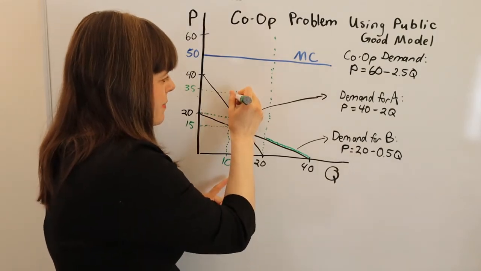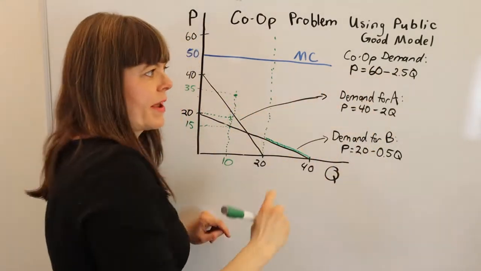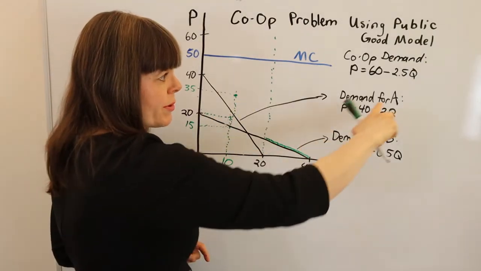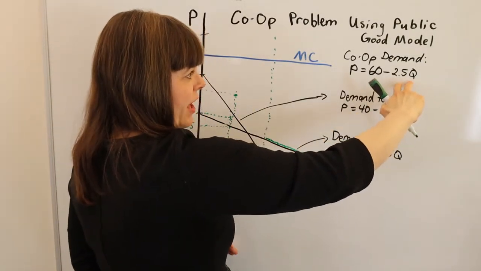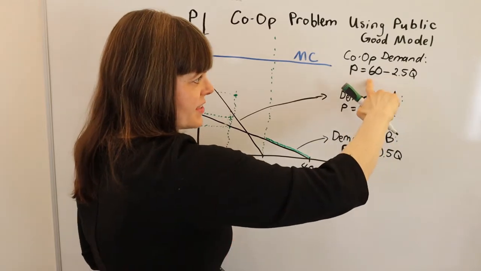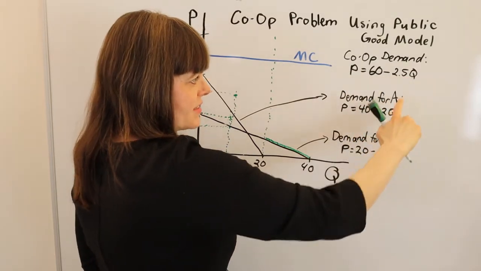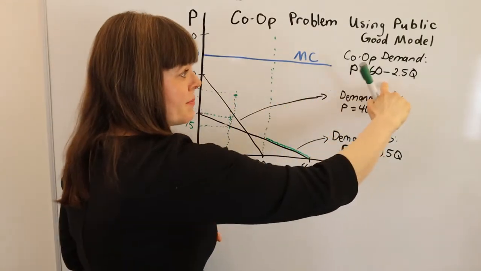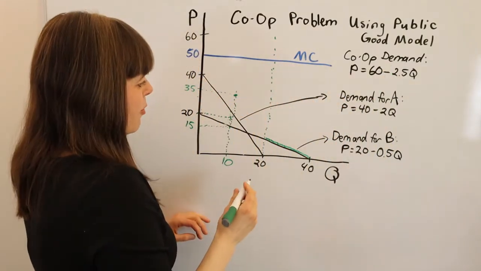So this is going to be 1 point on this demand curve. And we can check to make sure that when we plug 10 in here, we do get 35. So let's just check that. 60 minus 2.5 times 10, 60 minus 25, that is 35. So this demand function worked for this particular point.